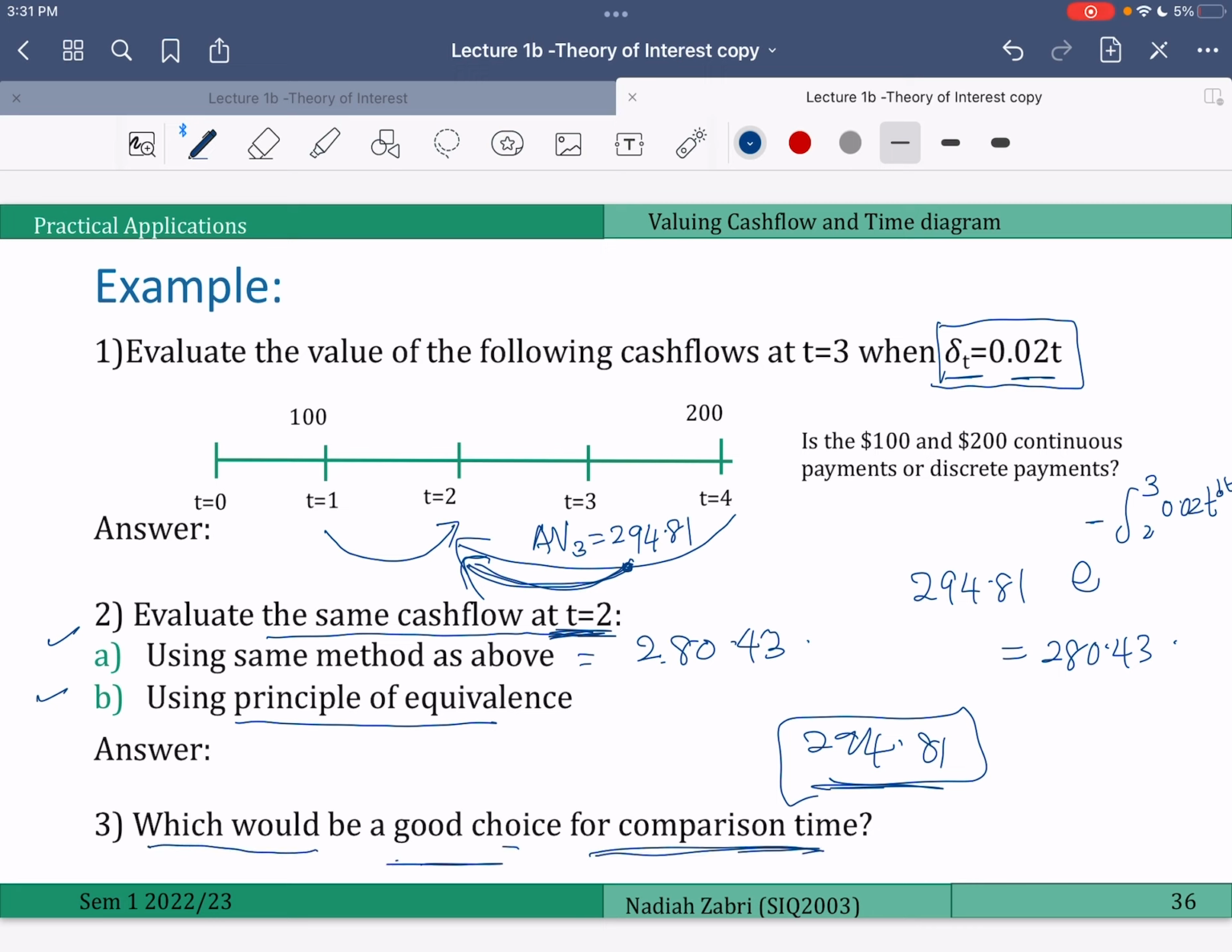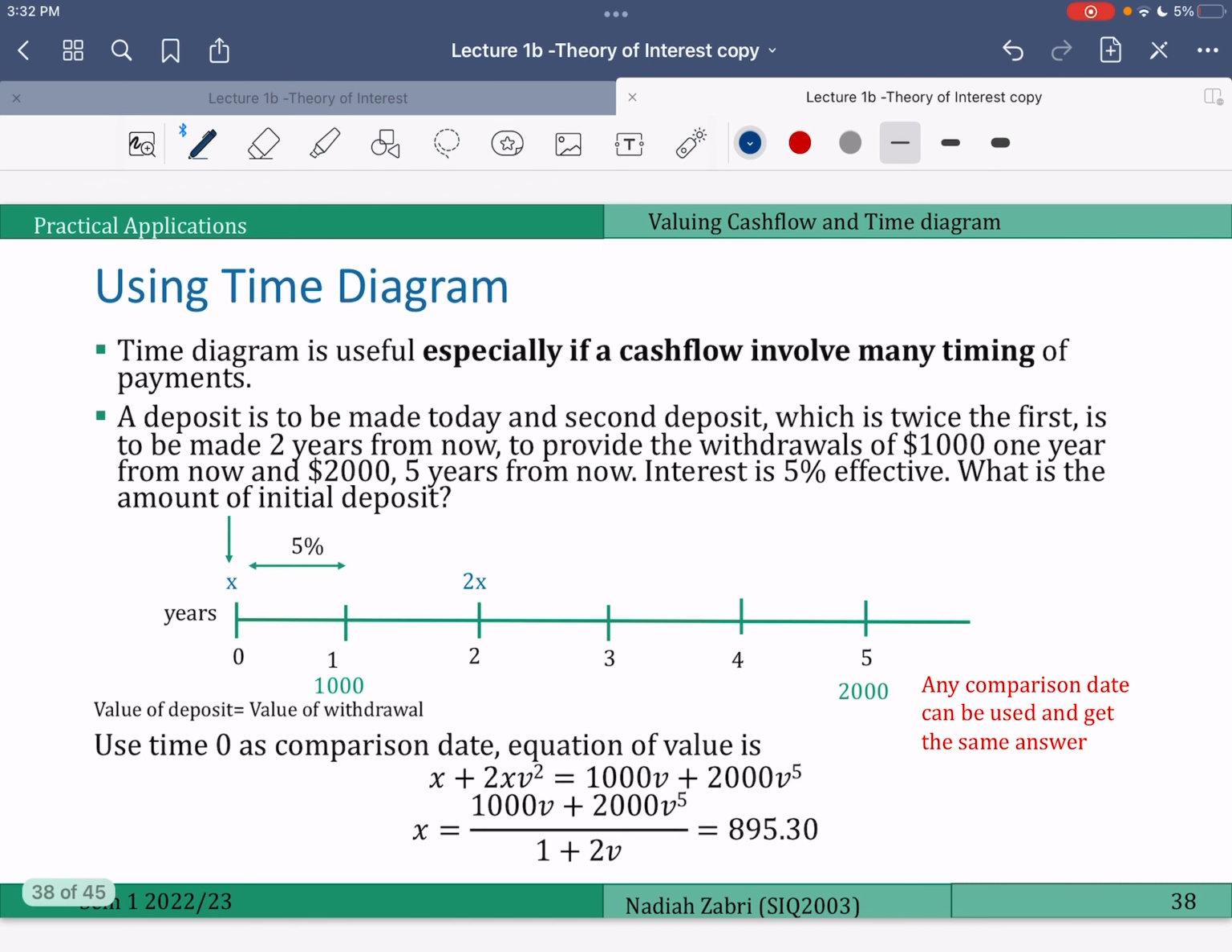So now we just have one cash flow, right? Cash flow 1. But let's say if we are doing an equation of value, we want to compare with another different cash flow. We are saying that they are equivalent. So we want to choose a comparison time. What is a good choice of comparison time? For me, I would choose 1 or 4, because by doing that, I just need to do the present value and accumulated value for just 1 instead of 2. So I would do that.